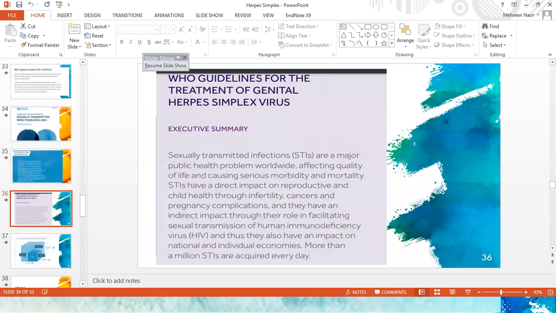WHO guidelines for treatment of genital herpes simplex virus. STIs are a major public health problem worldwide, affecting quality of life and causing serious morbidity and mortality. STIs have a direct impact on reproductive and child health through infertility, cancers, and pregnancy complications, and they have an indirect impact in facilitating sexual transmission of HIV, and thus also impact national and individual economies. More than a million STIs are acquired every day.